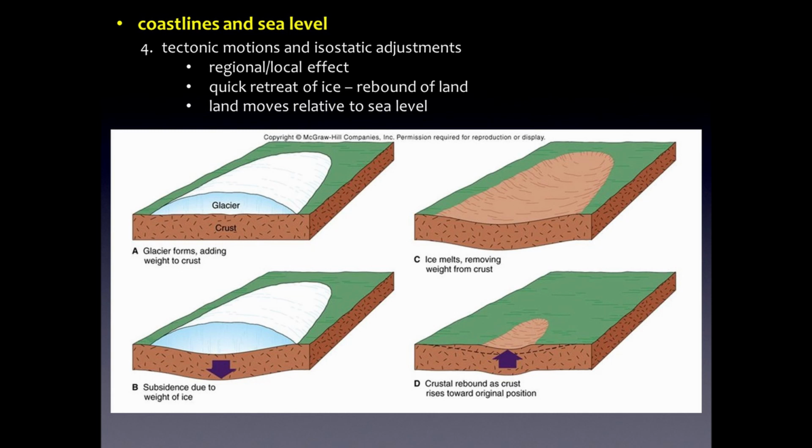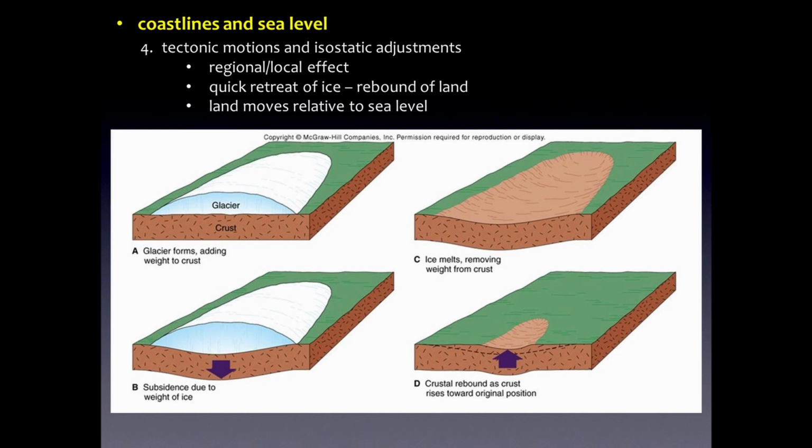So what can happen in this case is that the land is actually rising up and it appears to rise relative to the sea level. So the sea level might be remaining static, but it'll appear to be falling as that coastal rebound occurs. So the land moves relative to sea level. Tectonic effects as well, tectonic motions.